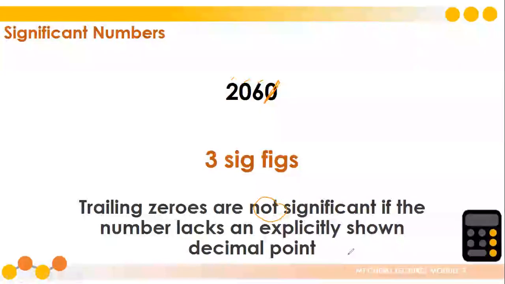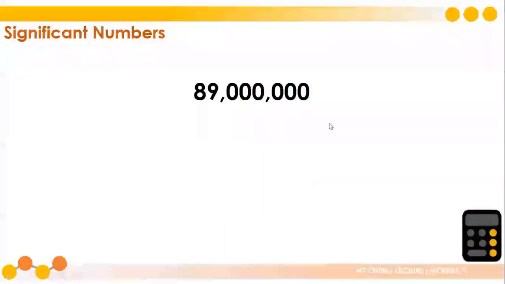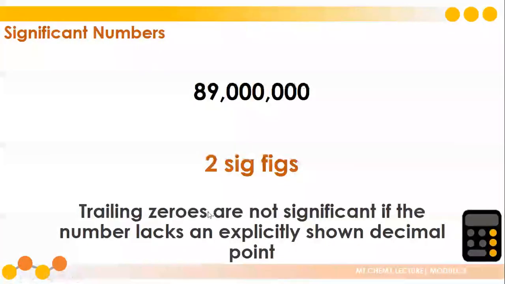Okay, let's proceed. How about this one? We have 89 million. How many significant numbers do we have in this given? We have two significant numbers only. Trailing zeros are not significant if the number lacks an explicitly shown decimal point. So if you put it here, these are not counted. We only have two significant figures.